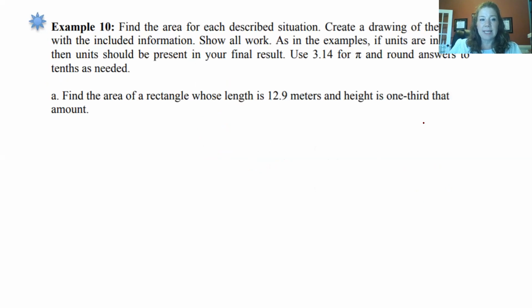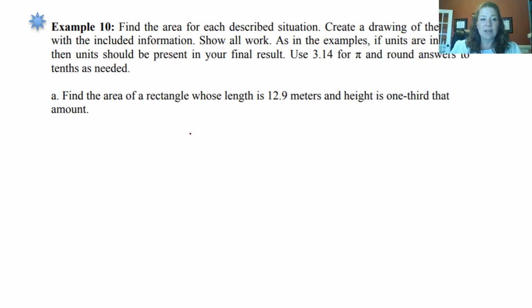All right, example 10 says find the area for each described situation. Create a drawing of the shape with the included information. Show all work. As in the examples, if units are included, then units should be present in your final result. Use 3.14 for pi and round answers to the tenths place as needed.